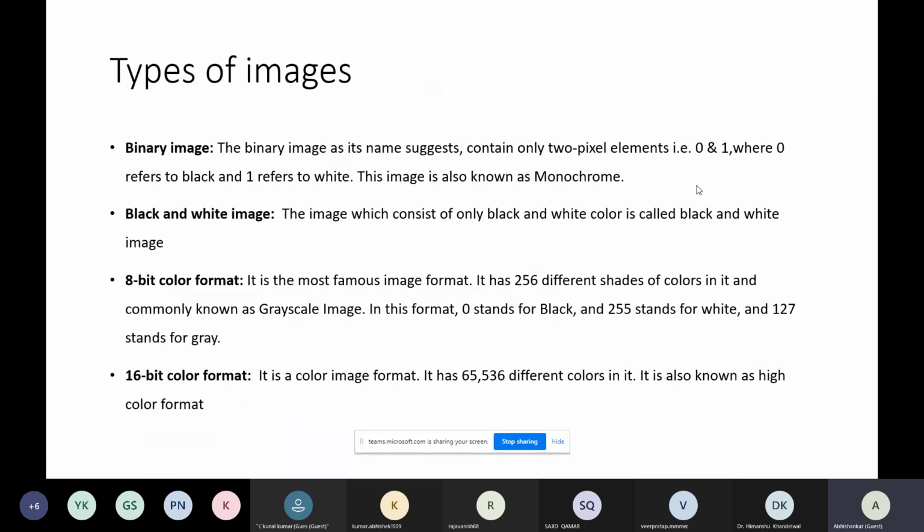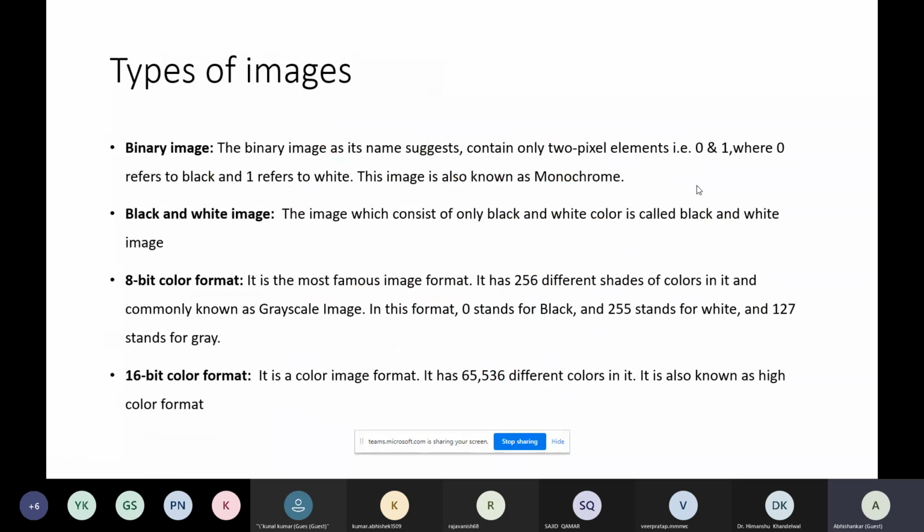So how many different types of images are there? The binary image has only 2 pixel values, either 0 or 1. 0 refers to black and 1 refers to white. This image representation we call monochrome, and it is a black and white image, either black or white.